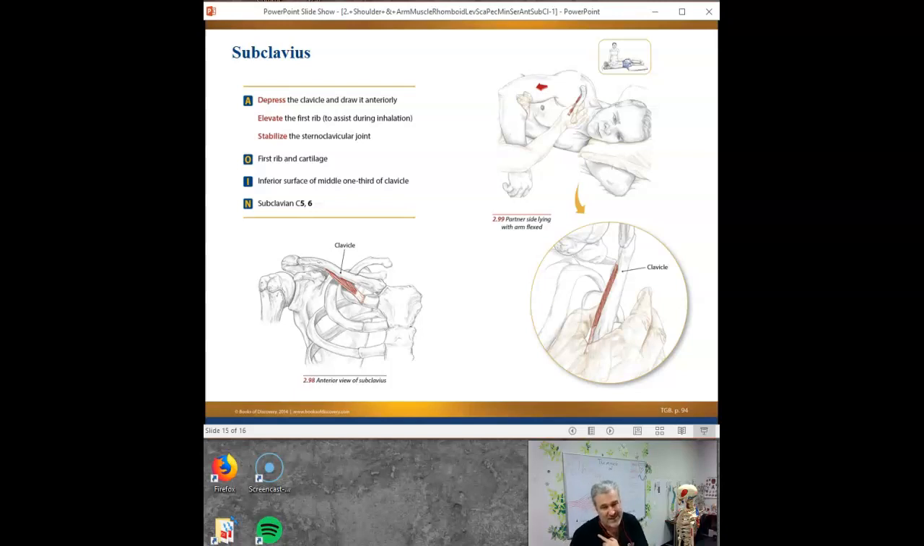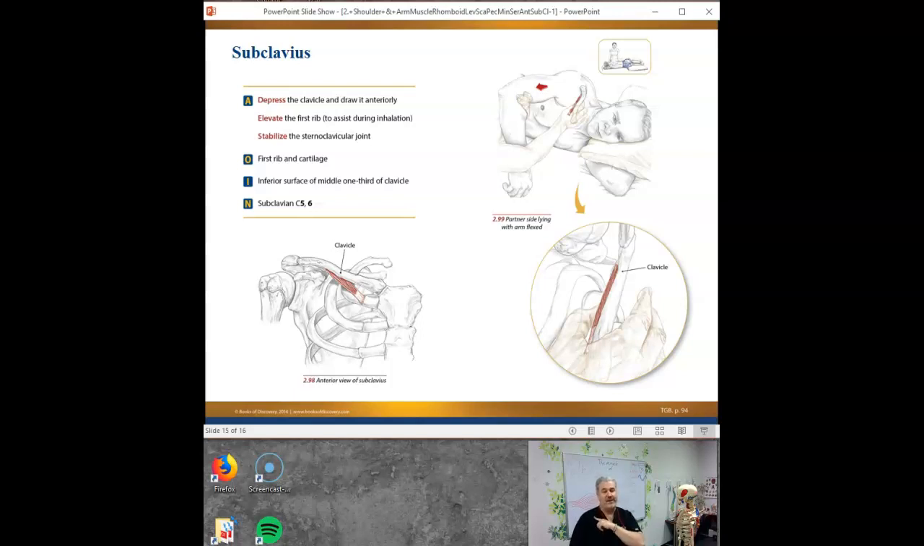By the way, your book says lift up your first rib. I think that's really stretching it. Okay, I'll give it to him. It hooks between your clavicle and your first rib, and it kind of runs diagonal like this. So it can pull down my collarbone, help stabilize it, or it can lift up my first rib and help me breathe. Again, I'll take the word for it.